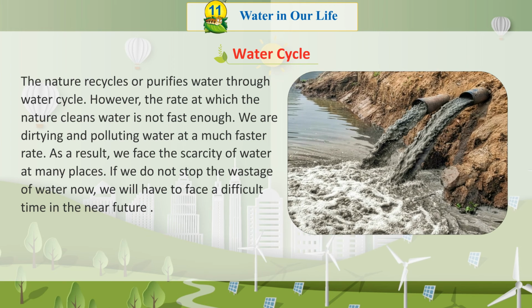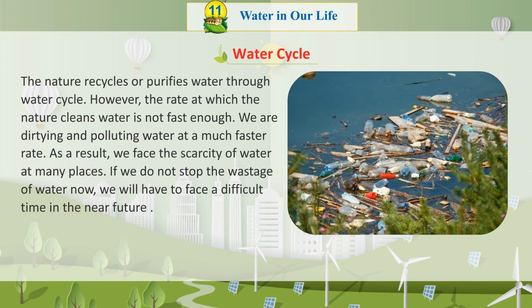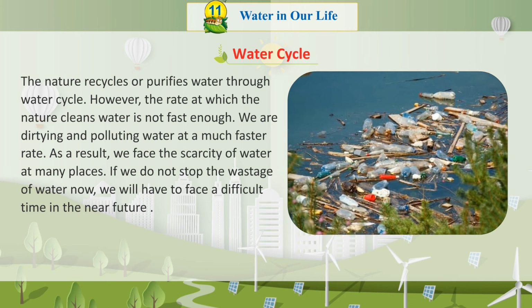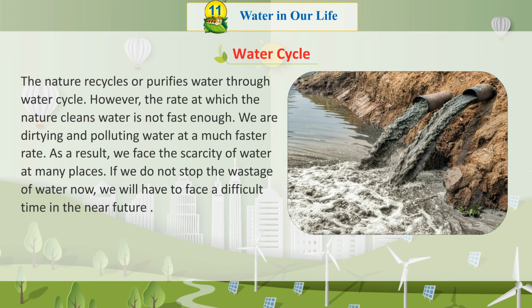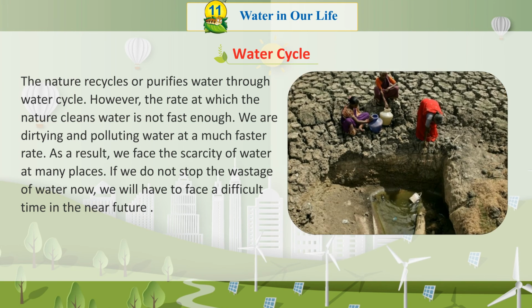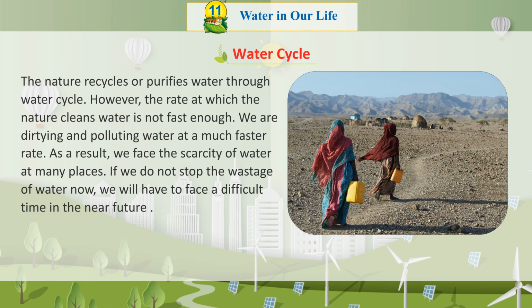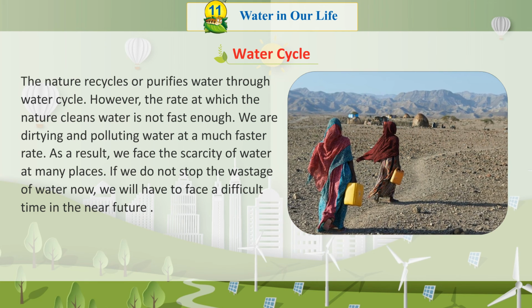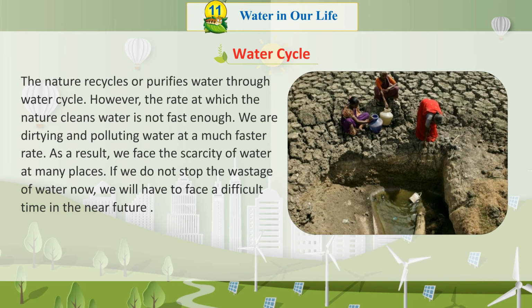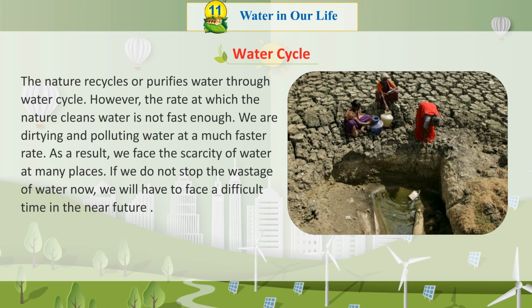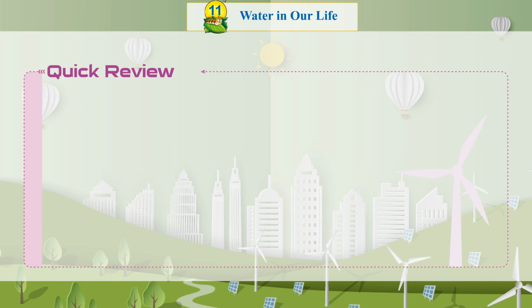However, the rate at which nature cleans water is not fast enough. We are dirtying and polluting water at a much faster rate. As a result, we face the scarcity of water at many places. If we do not stop the wastage of water now, we will have to face a difficult time in the near future. Quick review. Water is a natural resource given to us by nature.